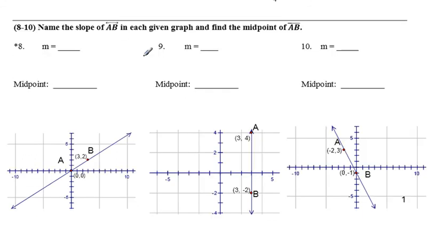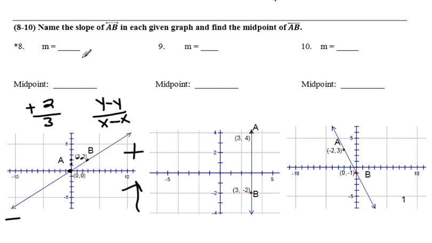Okay, for number 8, it says name the slope of line AB in each of the given graphs and find the midpoint of AB as well. So my slope is my rise over run, or the change in my y's over the change in my x's. So from point A to point B, I'm just counting how does my y change, how does my x change. Well, my y values, I have to go up 1, 2, and my x values, I have to go over 1, 2, 3. And if you notice, it's going from left to right in the positive direction. It's going up. So this is a positive 2/3 slope.